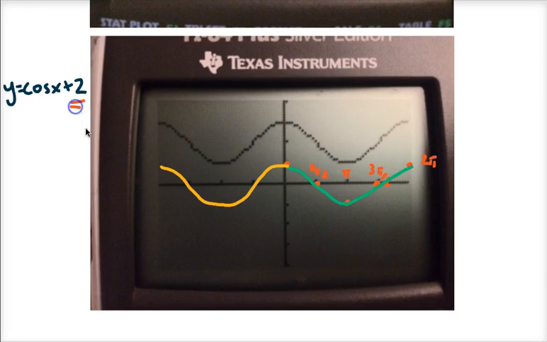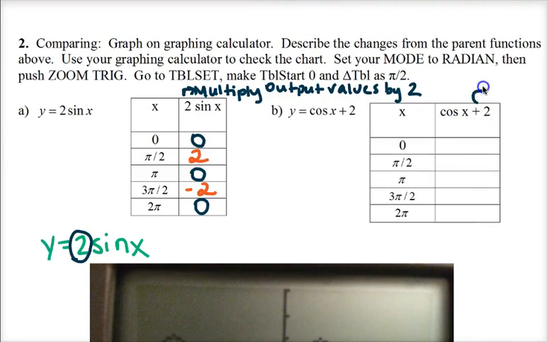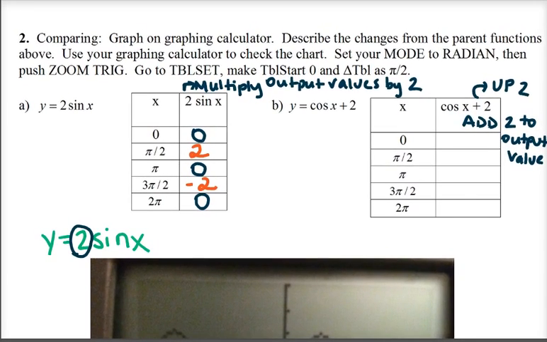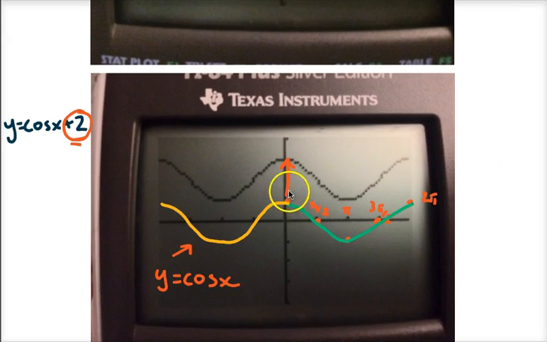How does cosine x plus 2 affect this original cosine graph? Well, we can see that the whole graph has just been shifted up 2 units. So whenever I see that value either added or subtracted onto the end, that is going to tell you your vertical shift. So here I want you to think up 2, or add 2 to output values. Where originally for the parent function at 0 radians we had an output value of 1, now our output value would be not 1, but 3. We add 2.